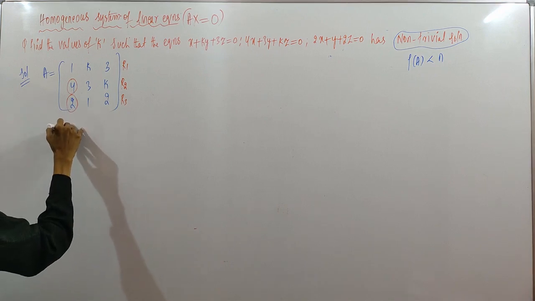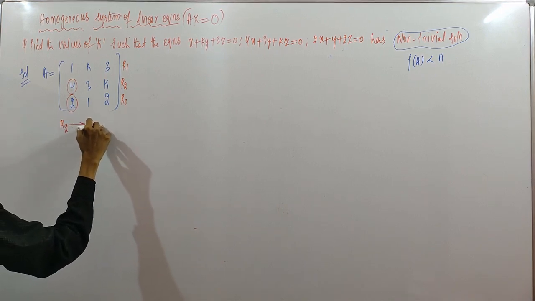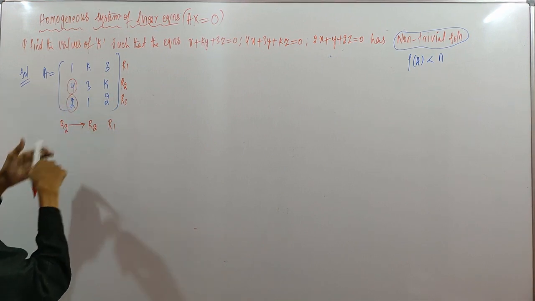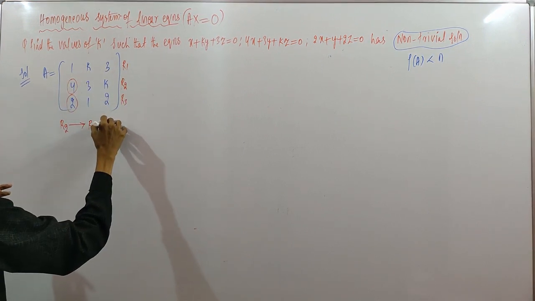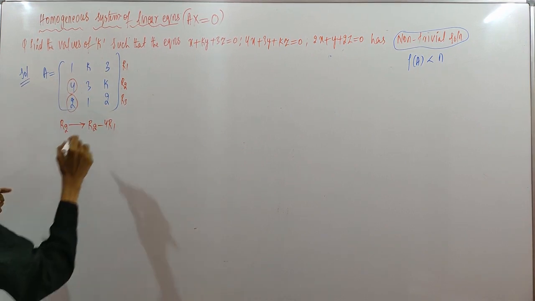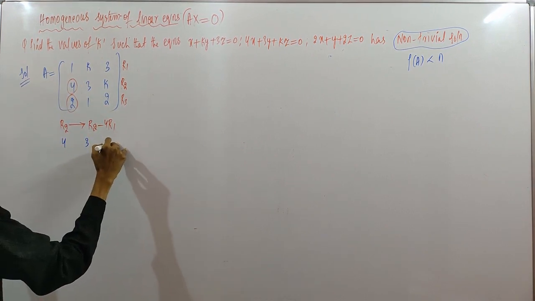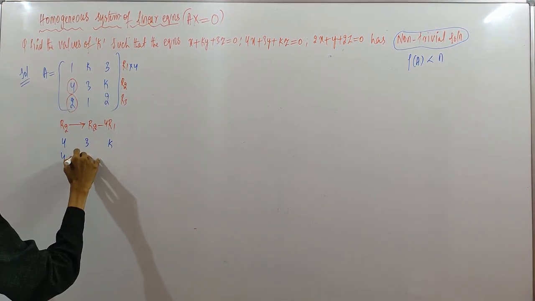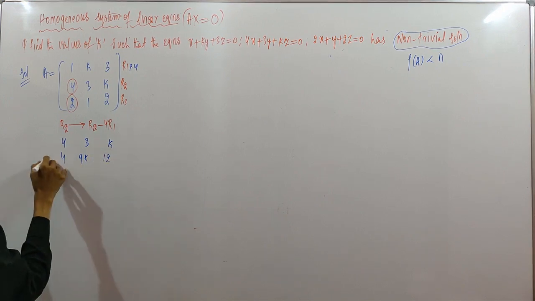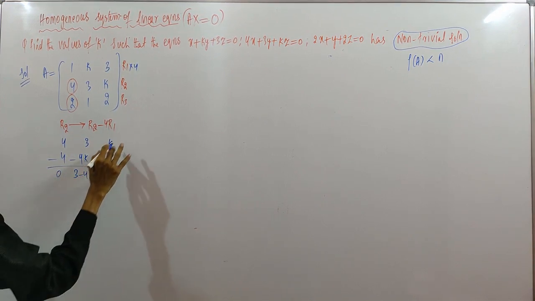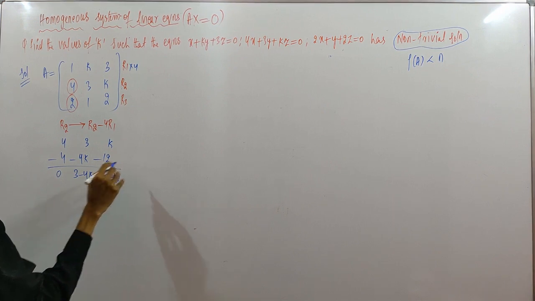Now applying a row operation on R2. R2 becomes R2 minus 4R1. We have 4R1 and R2, both are positive, so take minus. R2 is 4, 3, k. Multiply 4R1: 4 1s are 4, 4 into k is 4k, 4 3s are 12. So applying minus, we have 0, 3 minus 4k, k minus 12.